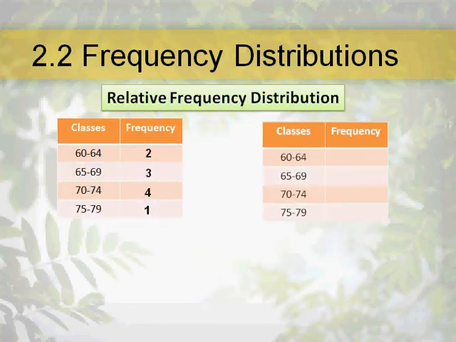We have the related concept of a relative frequency distribution. On the left is the frequency distribution that we just talked about. On the right, I will compute the relative frequency distribution. To calculate it, we first have to add up all the frequencies in the frequency column of our frequency distribution. So in our case, 2 plus 3 plus 4 plus 1 is 10.